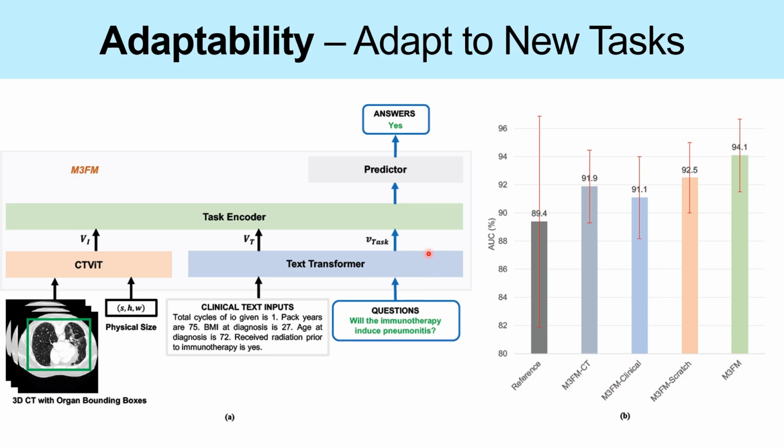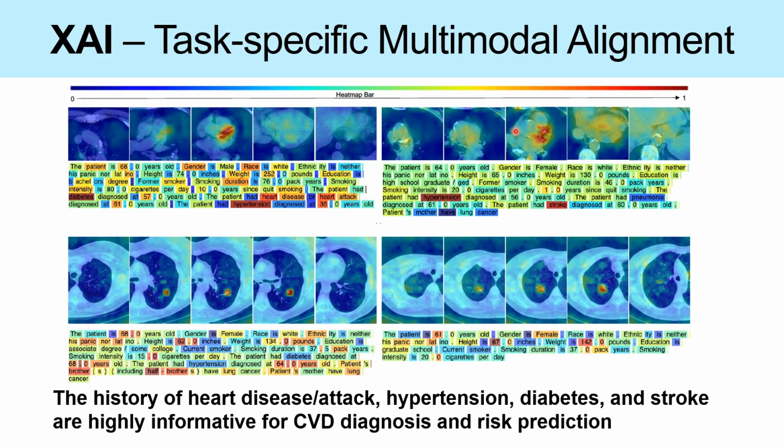Because of the intrinsic alignment between text information and the image domain information, the model can naturally yield interpretable results, as shown here. So we see the history of heart disease, heart attack, hypertension, diabetes and stroke are highly relevant for cardiac disease diagnosis and risk prediction.